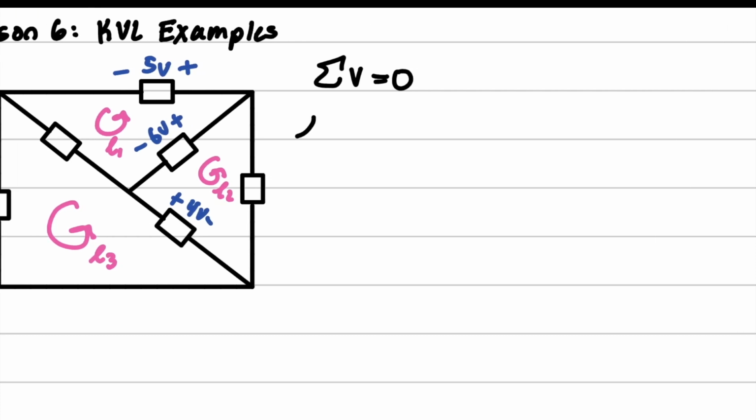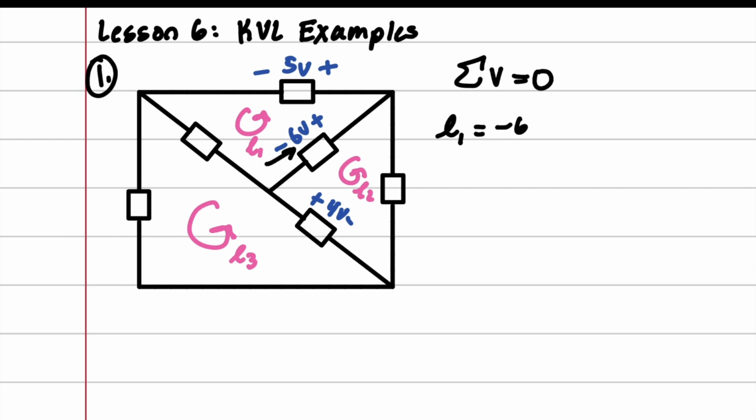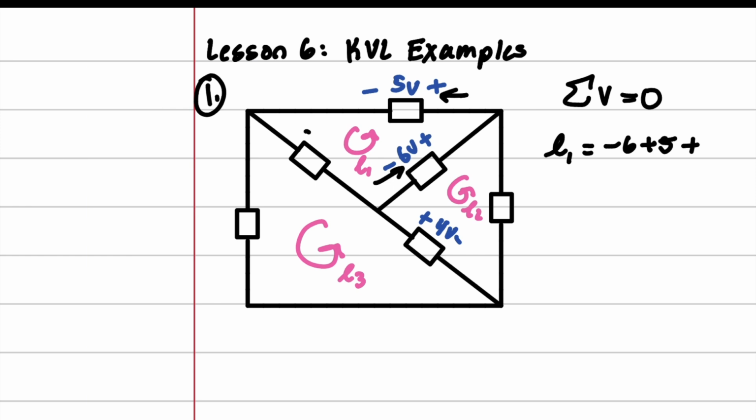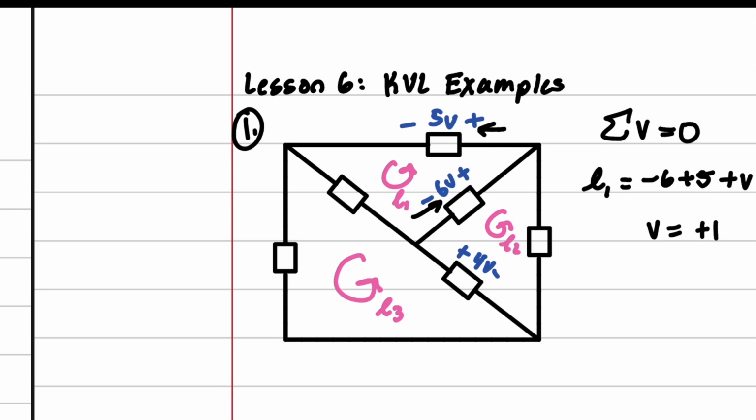So we can do loop 1 is equal to, so we have a -6 because we're going into the -6, and then we've got +5 because we're going into the positive side, and we've got the unknown, which we're going to call as plus minus for now until we are told otherwise. So we got x right there, or more specifically v, and that's equal to 0. Solving this, we get v equals +1. So that means that our convention of +1v was correct.